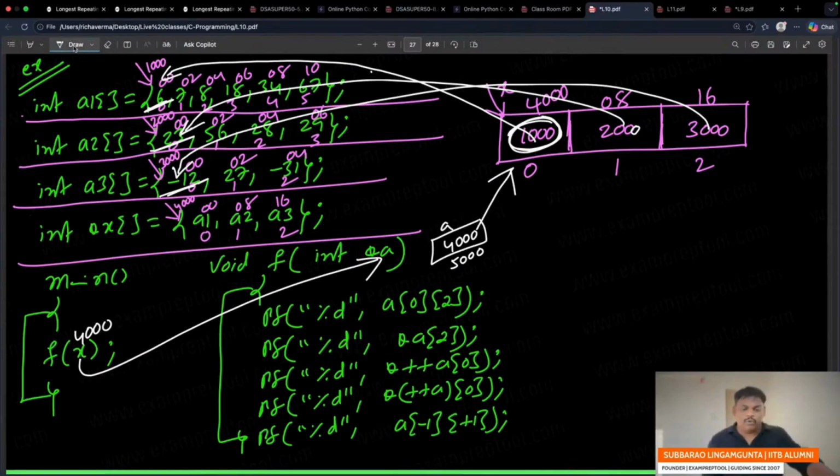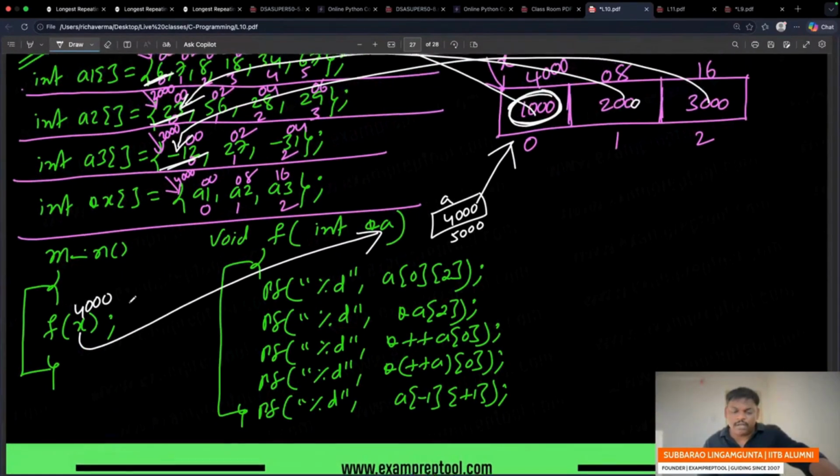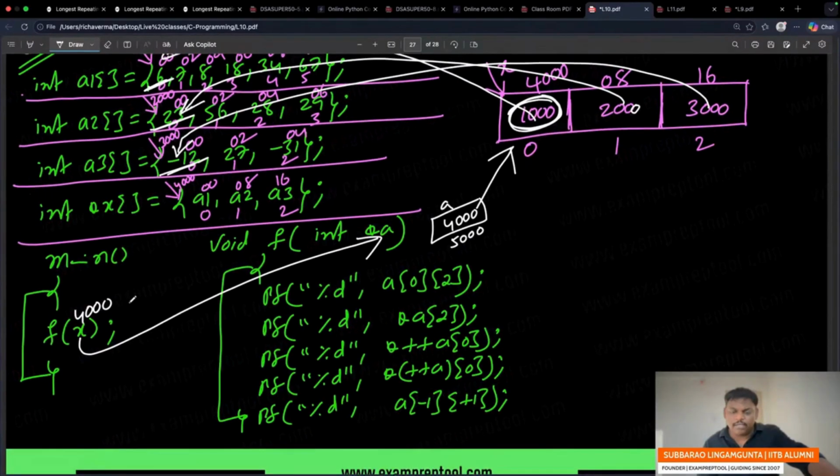Everything is ready. Now I am running the program. Be careful. Can you see this? What is the effect of this line?